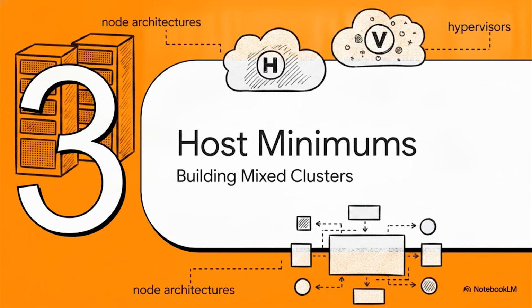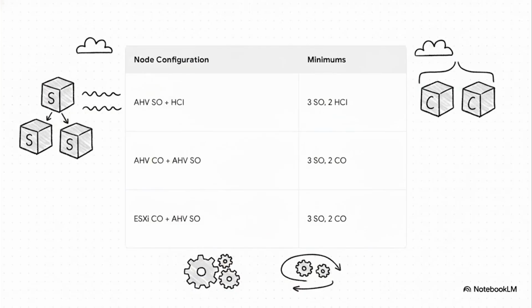Let's keep this rolling with Section 3, Hypervisors and Host Minimums, Building Mixed Clusters. I highly recommend grabbing a mental screenshot of these host minimums. Whenever you are deploying storage-only, or SO nodes, the absolute baseline required to form that foundation is 3 nodes. You literally cannot start with fewer than 3 AHV storage-only nodes.